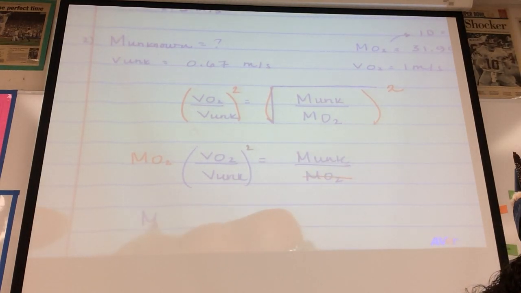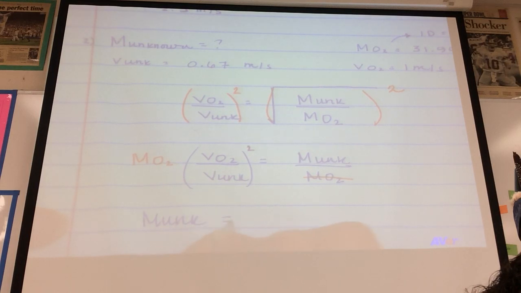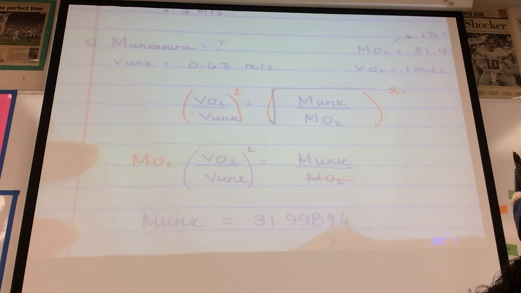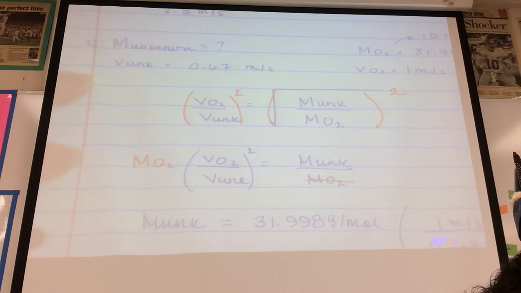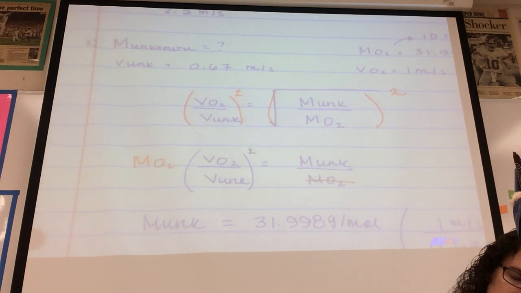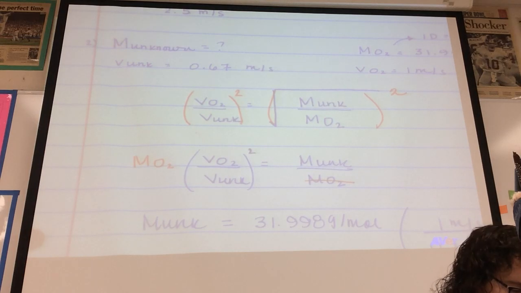The molar mass of the unknown is equal to the molar mass of oxygen gas times the square of the velocity of oxygen gas over the velocity of the unknown. Don't forget to square that. That's the common mistake kids make.